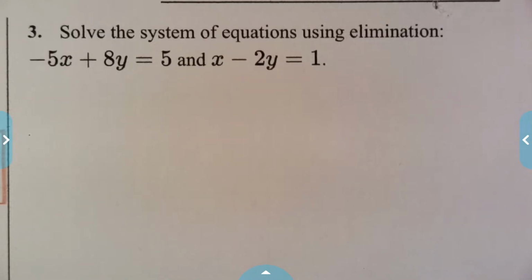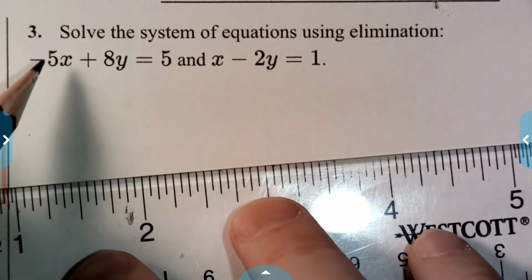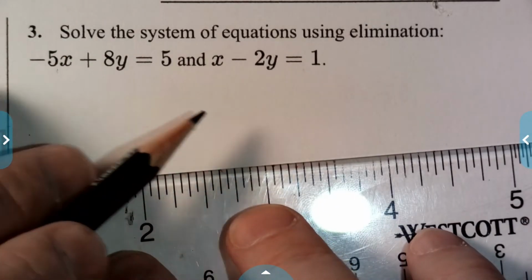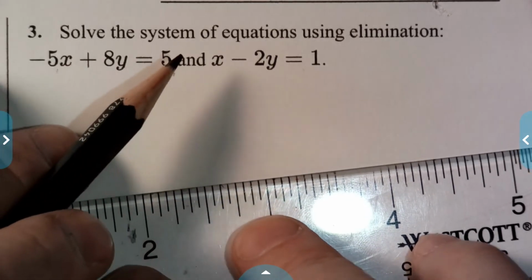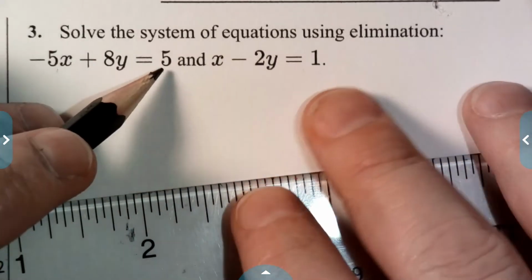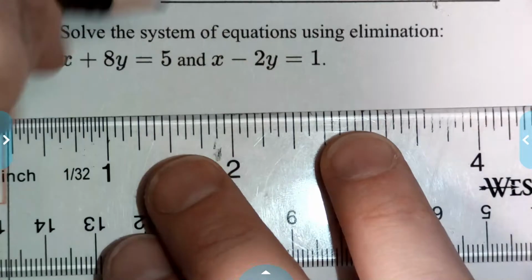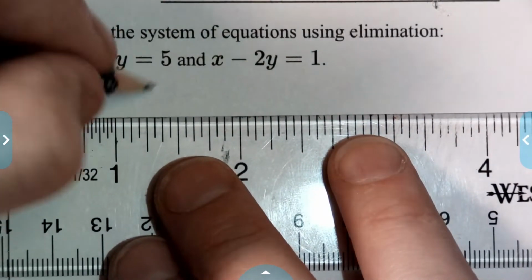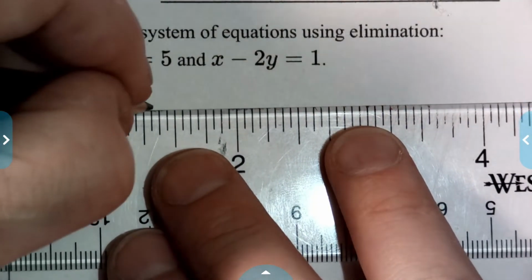Okay, and number 3, we're asked to solve the system of equations using elimination, which is actually what we've been doing for the past 2 problems. So the only difference here is they didn't stack it for us, so we have to kind of rewrite it. We need to make sure that we put the x's over the x's and the y's over the y's, and the equals over the equals, and the constants over the constants. So we'll just start out by writing the first one.